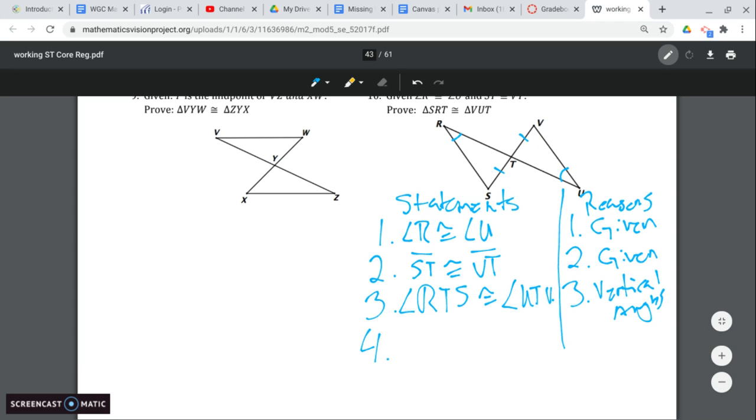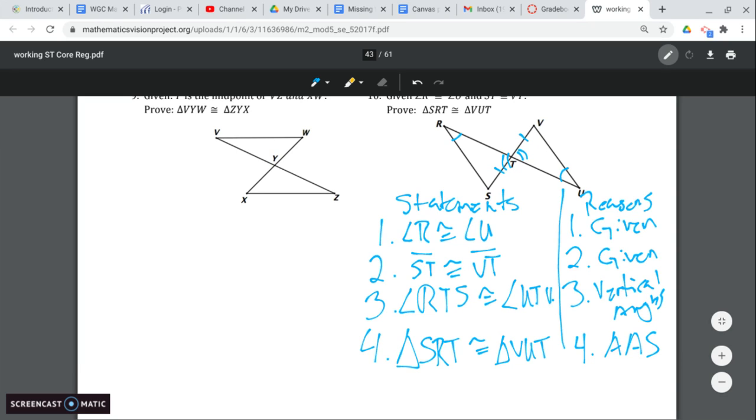And then 4, now when we're proving that triangles are congruent, we have to be able to show that 3 parts between them are congruent. So we know this angle, and this side. We know angle, angle, side. So we're to our proof statement. So triangle SRT is congruent to triangle VUT by angle, angle, side.